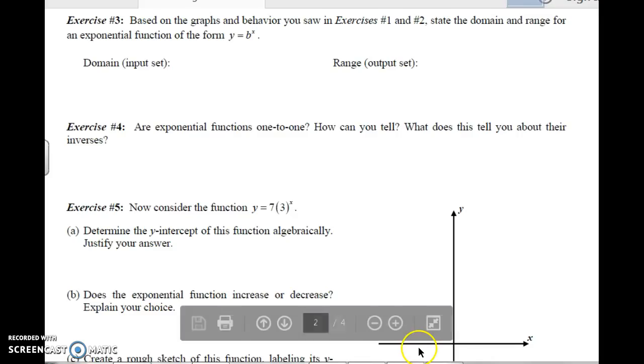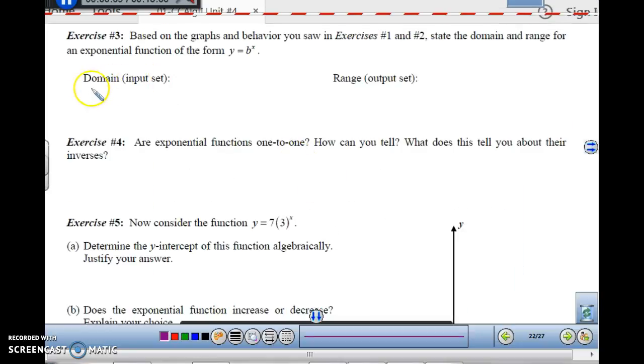So on this particular one, the domain is going to be all the real numbers. So the domain is all real numbers. There is no value of x that you cannot use. So this would be, that's a symbol for our real numbers. Okay, the range would be the y values.